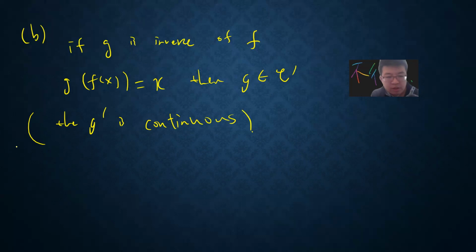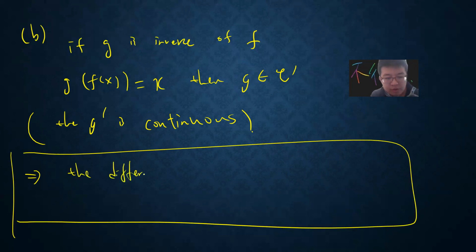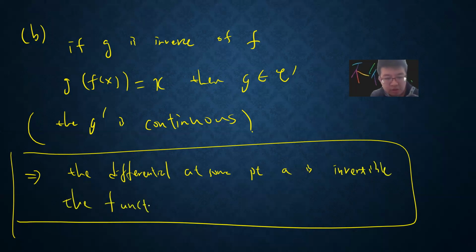So this inverse function theorem, simply speaking, says that if the differentiation at some point a is invertible, the function has an inverse locally.